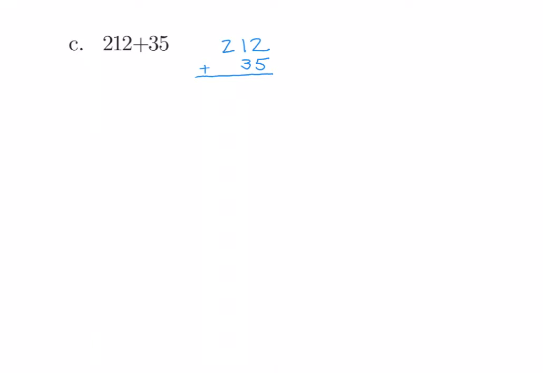Okay, so we go ahead and add. 2 plus 5 is 7. 1 plus 3 is 4. And then we get a 2.